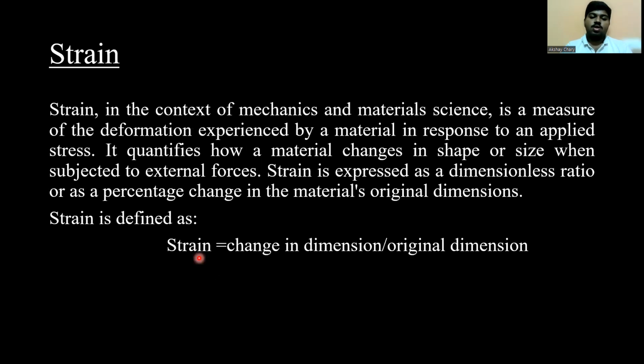Next, strain. So let us know about strain. Strain, in the context of mechanics and material science, is a measure of deformation experienced by a material in response to an applied stress. It quantifies how a material changes in shape or size when subjected to external forces. Strain is expressed as a dimensionless ratio or as a percentage change in the material's original dimensions. Strain is defined as strain equals change in dimension by original dimension.